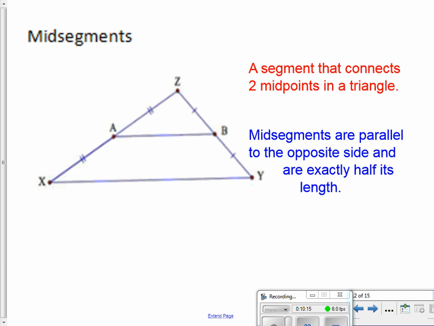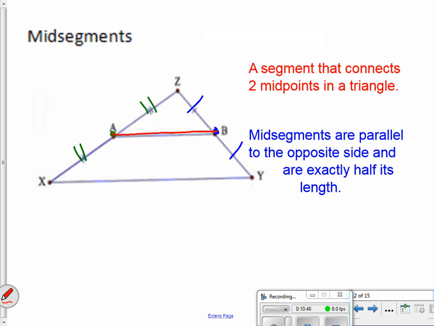One more definition here. We have mid-segments. A mid-segment in a triangle is a segment that connects two midpoints in a triangle. So in this case, A is a midpoint because we have these two segments being equal to each other. B is a midpoint because this segment is exactly as long as this segment. So from A to B, that is called a mid-segment. Okay, that's what the definition is.